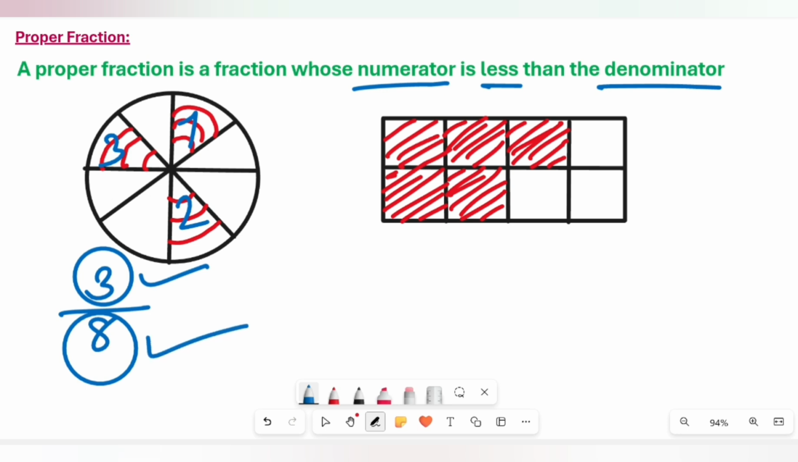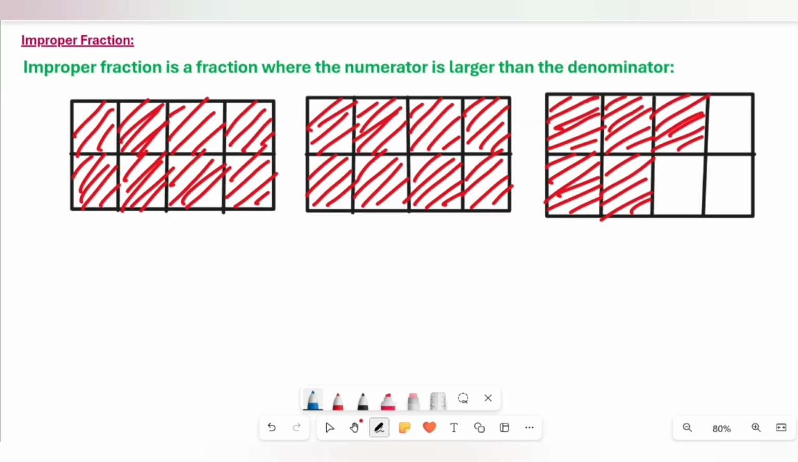Here in the rectangle also, as you can see, 1, 2, 3, 4, 5, so 5 parts are shaded out of 8. Here also the numerator is lesser than the denominator. So this type of fraction is called a proper fraction. Let us move on to the next section for discussing improper fractions.